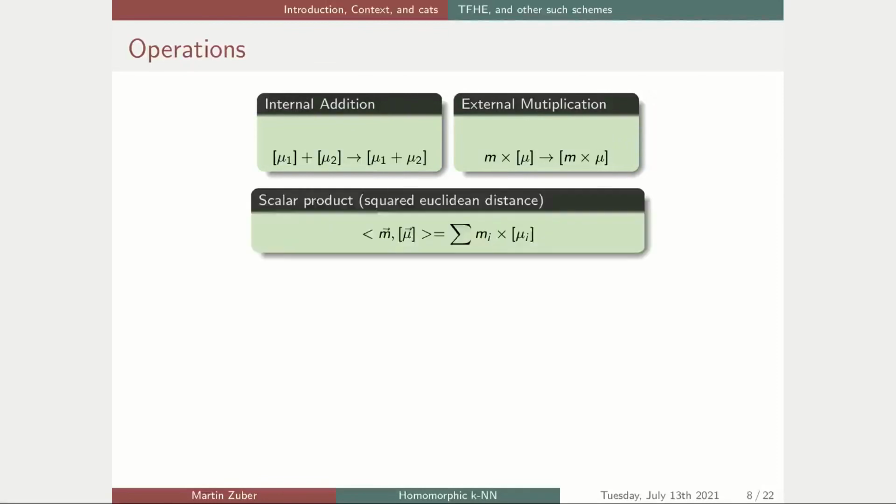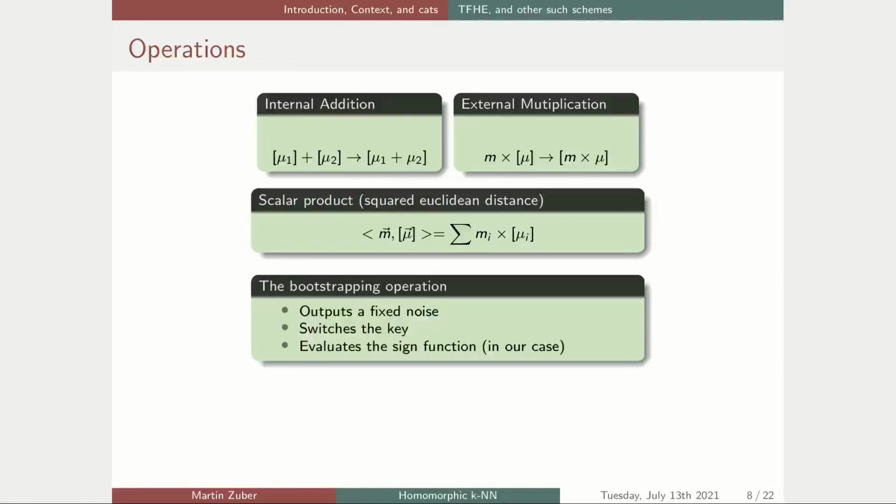Now, both of these give us a scalar product between an integer clear text vector and a ciphertext vector, which is actually a squared Euclidean distance. And another operation that's a bit more complex and that's quite specific to TFHE is the bootstrapping operation that does three things. It outputs a fixed noise, it switches the encryption key, and evaluates a function, which in our case is going to be the sign function.